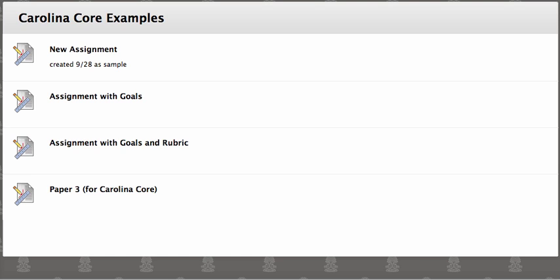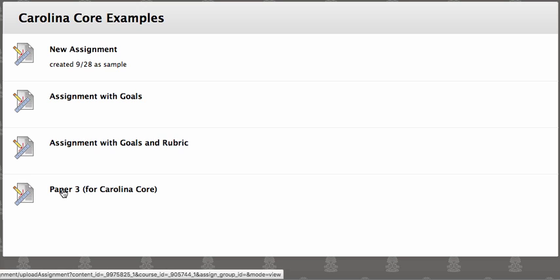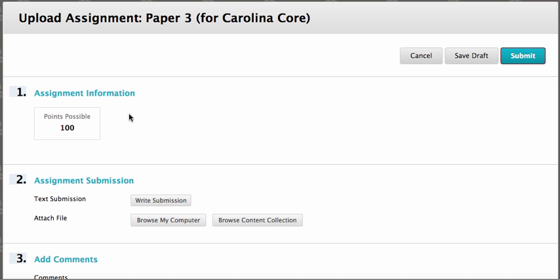Notice that as a student, I cannot see the goals that were aligned to this assignment. When I click on the assignment, the first area is the assignment information. In this example, the assignment is also going to be scored for a class grade. If you were just using this assignment for the Carolina Core assessment, the points possible would be 0.